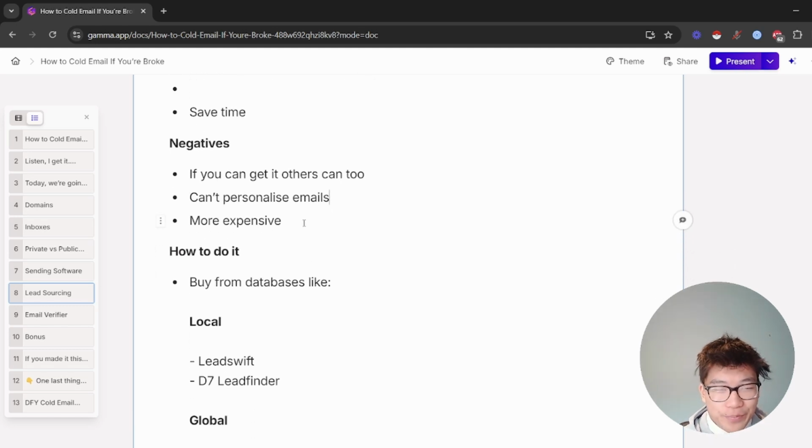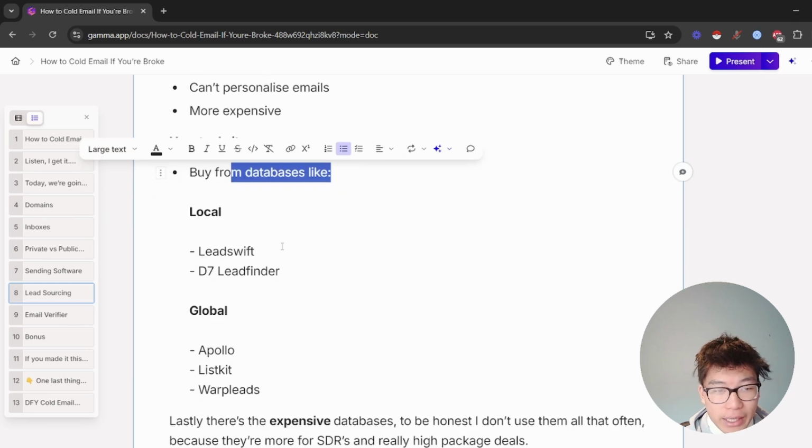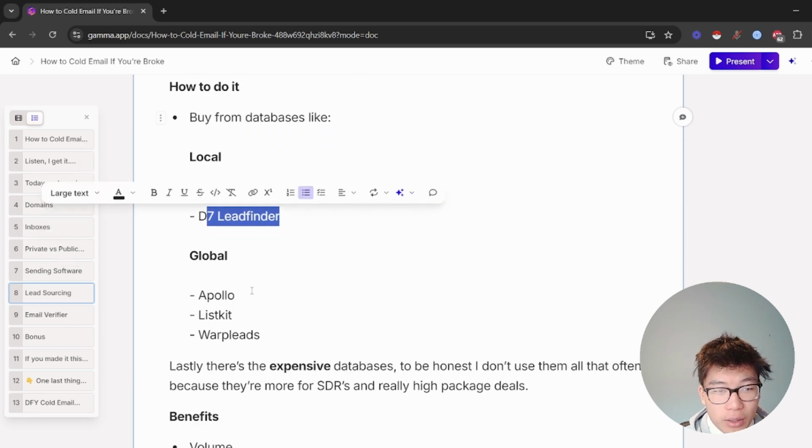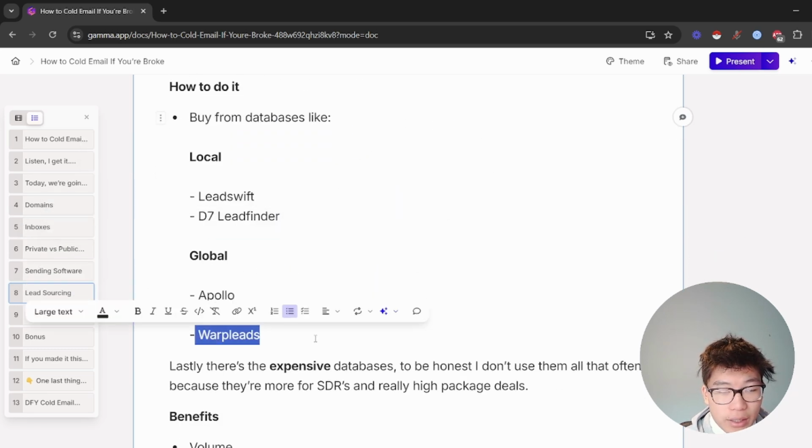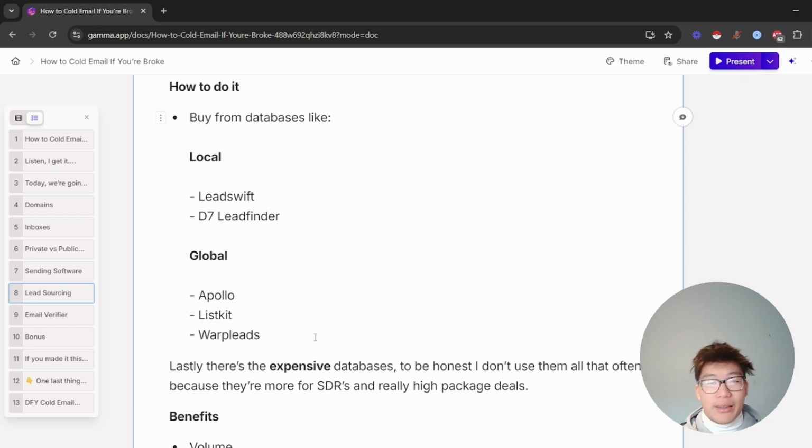So more expensive as well, of course. These other databases are either free or on the lower end. These are way more expensive. So how to do this? You buy from databases like LeadSwift, D7 Lead Finder, Global, Apollo, ListKit, Warp Leads. And that's where you get the leads from.